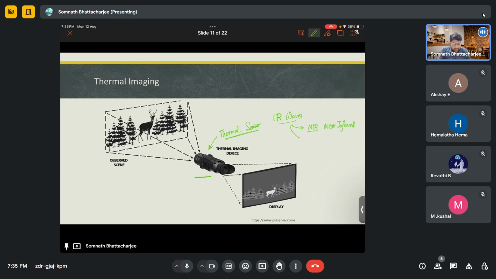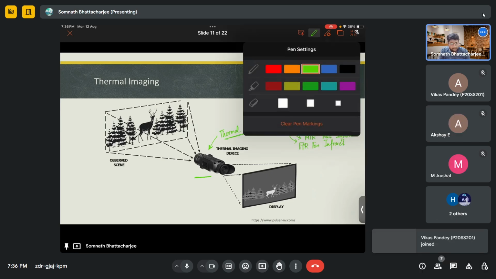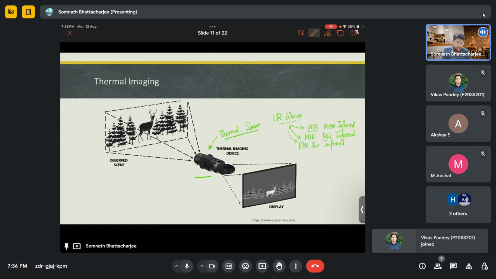Other than that, there are two other ranges: the mid infrared range and the far infrared range. We can detect NIR and MIR, but the most important one, which we need to use when capturing an image using a thermal sensor, is the far infrared.